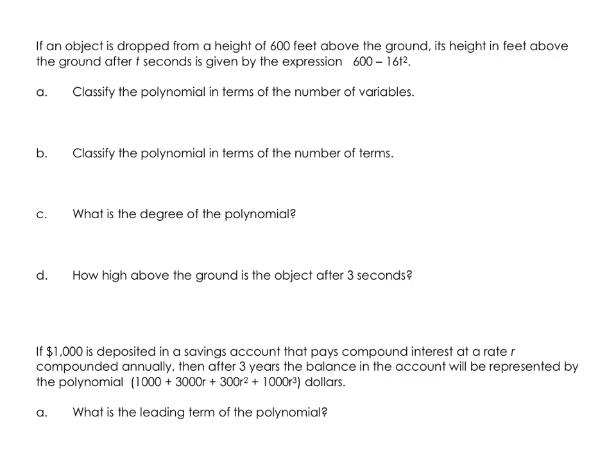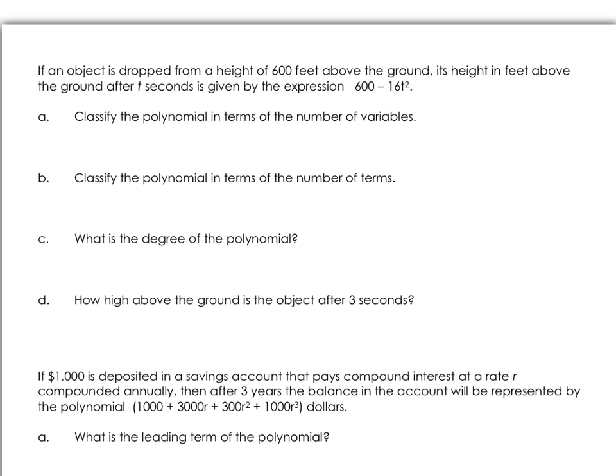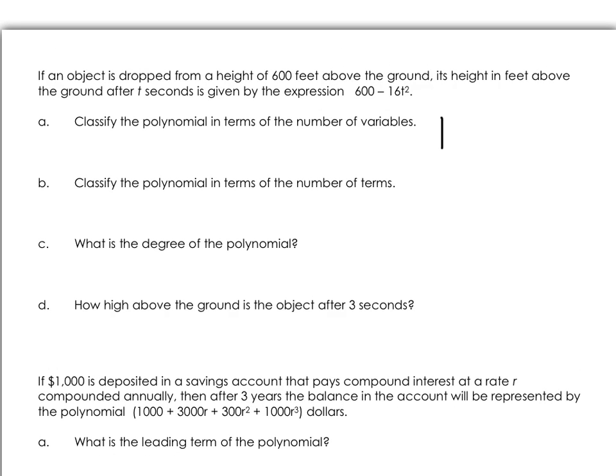If an object is dropped from a height of 600 feet above the ground, its height in feet above the ground after t seconds is given by the expression 600 minus 16t squared. So classify this polynomial in terms of the number of variables. How many variables are there? 1. Classify the polynomial in terms of the number of terms. How many terms are there? 2. And what is a polynomial with 2 terms called? Binomial.